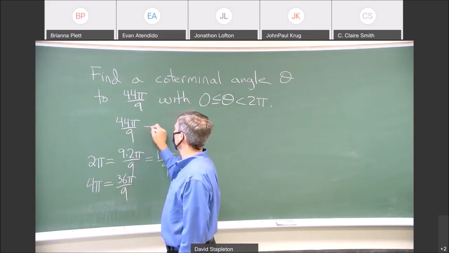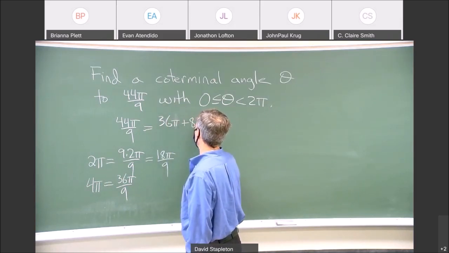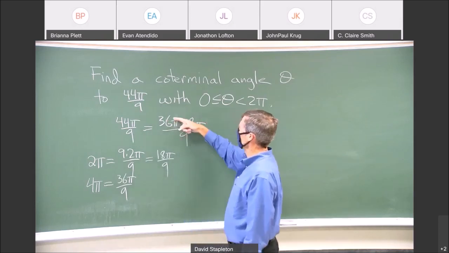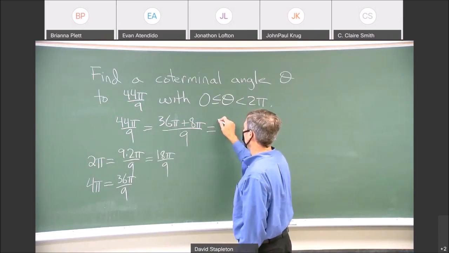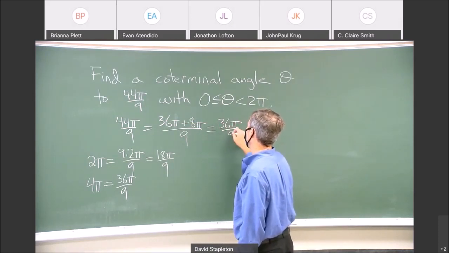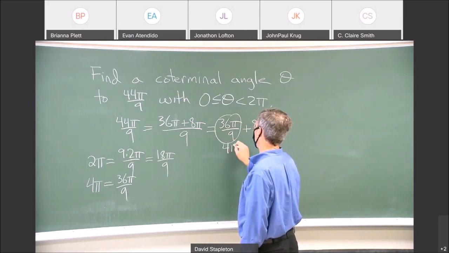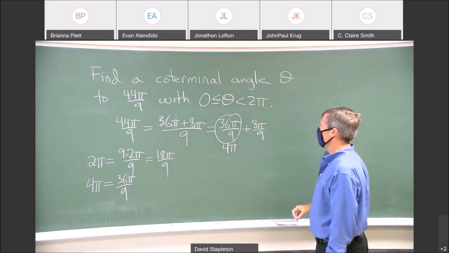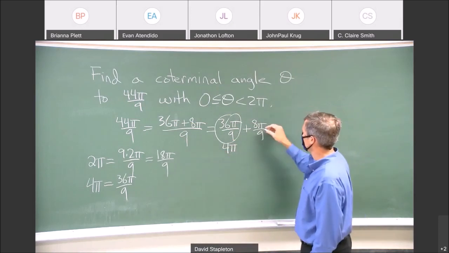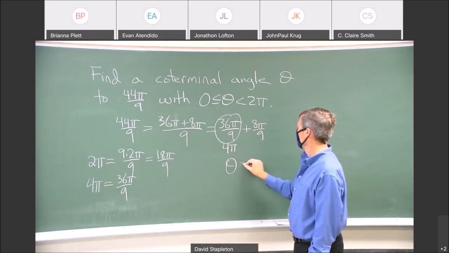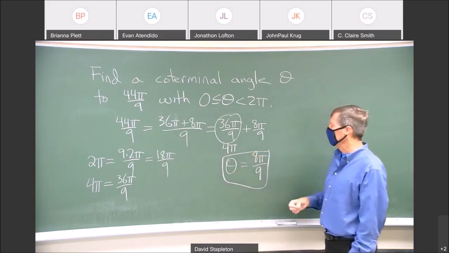So what I'll do is write this as 36 pi plus 8 pi over 9. This one is 4 pi, so I can pull out 2 whole rotations there. So I'll say this is 36 pi over 9 plus 8 pi over 9, and then this one I replace with 4 pi. The coterminal angle is between 0 and 18 pi over 9, so it's between 0 and 2 pi. Our coterminal angle is theta equals 8 pi over 9. It's what's left when I subtract out a multiple of 2 pi.